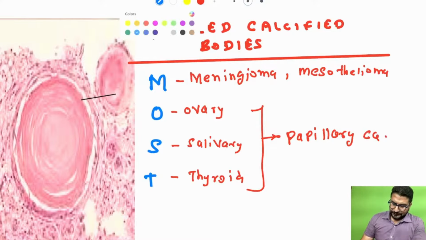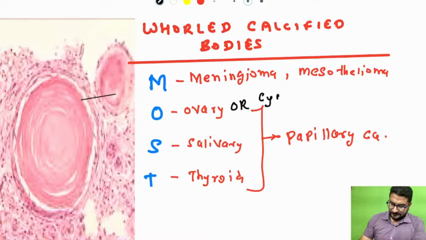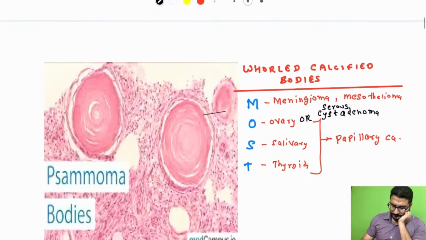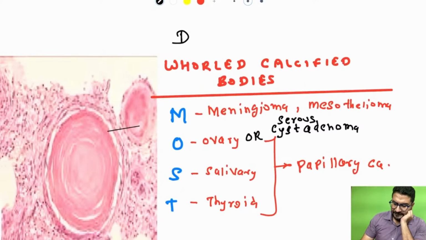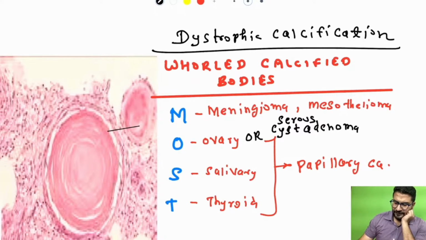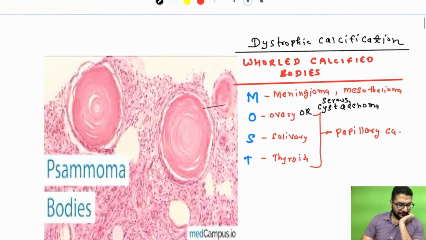This ovarian cancer we also call by another name. Remember, this ovarian cancer is sometimes called serous cystadenoma of ovary. So sometimes they will give serous cystadenoma of ovary in the options. Understand this thing. These psammoma bodies are rolled calcified bodies, and they are made up of dystrophic calcification. So which calcification is it here? Dystrophic. This is something you have to remember related to psammoma bodies. Done?